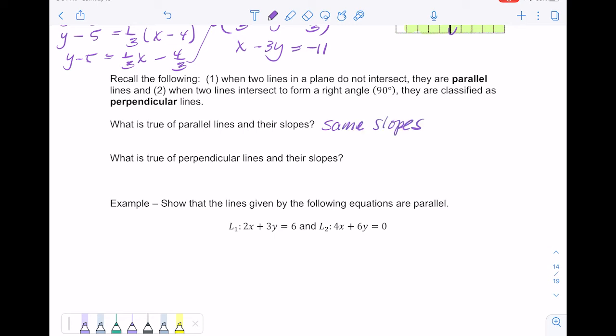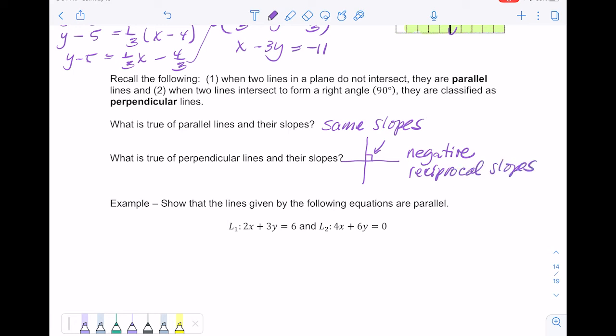However, when you have two lines that intersect to form a 90-degree angle, so they would make like a T, those slopes are not the same, right? One is vertical, one's horizontal. And they don't have to look like that. They could be slanted as long as they make a 90-degree angle when they intersect. So those would have what we call negative reciprocal or opposite reciprocal slopes.